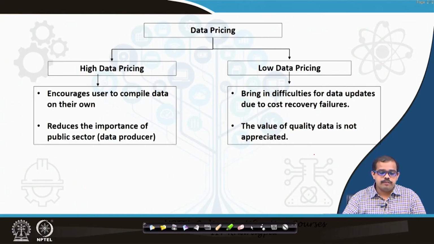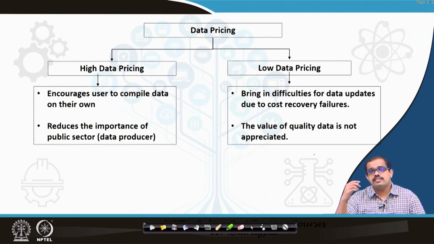So when you look at data pricing, you have high data pricing versus low data pricing. High data pricing will actually encourage users to compile data on their own. Basically that is exactly what users of today are trying to do. There is a lot of data available which is proprietary data. If you have to buy any of those data, you have to pay a large amount upfront. So instead of that, it is better to develop our own data. That is what people are trying to do.